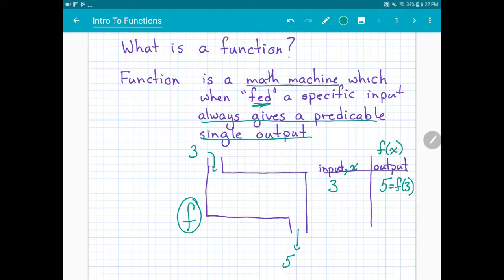So let's think about another number. Maybe we feed in a 6. Okay, and when we feed in a 6, out comes an 8. So we feed in a 6, and then f of 6 becomes 8.